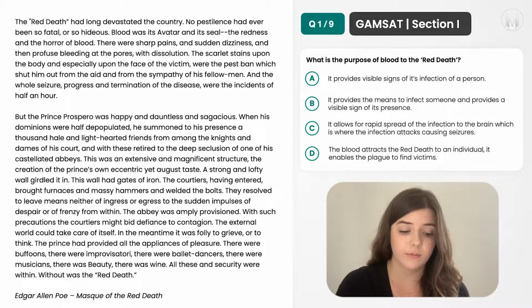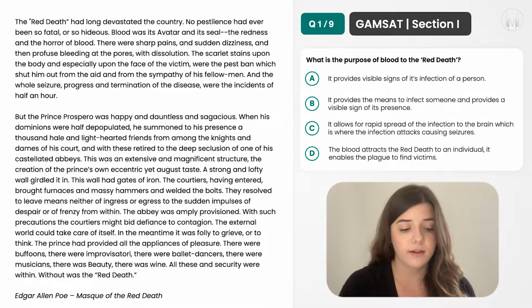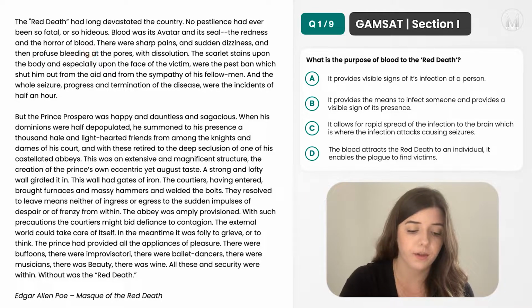So we notice that blood is mainly mentioned throughout the start of the first paragraph, so we'll be focusing here for our answer. So it says that blood was its avatar and its seal. So first have a think about what this means. To me, avatar means a way it can spread, and a seal is going to be a marking. Just like how we place a seal on a letter, it's a marking. So the redness and the horror of the blood. And then blood is mentioned again, where there are sharp pains and sudden dizziness, and then profuse bleeding at the pores with dissolution.